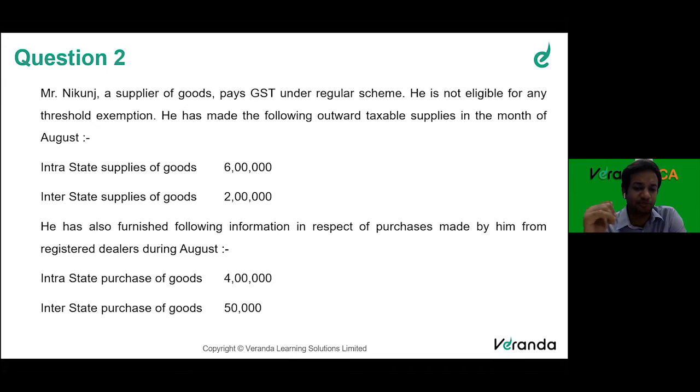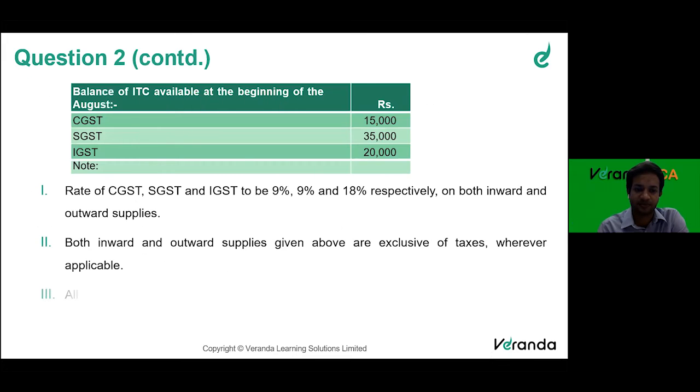Then I will have to calculate input tax credit. On 4 lakh rupees, the supplier would have charged me 9% CGST, 9% SGST. On 50,000 rupees, the supplier would have charged me 18% IGST. So for total ITC, we will take the opening balance here and add this. So we have total ITC, we have total liability. We will adjust and pay the net tax payable, right?